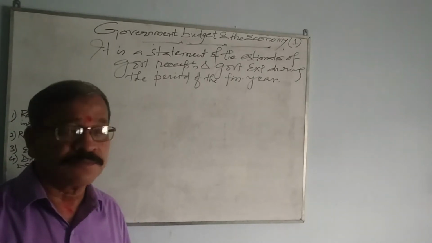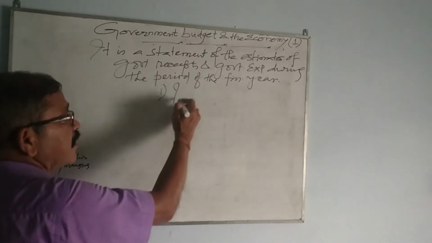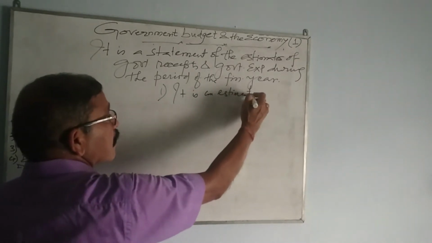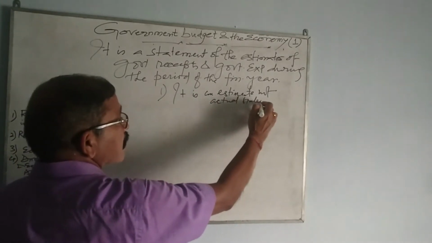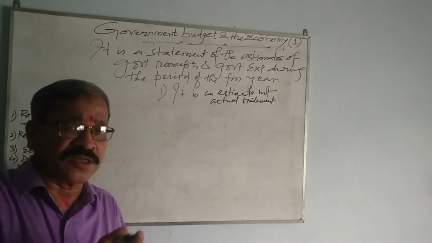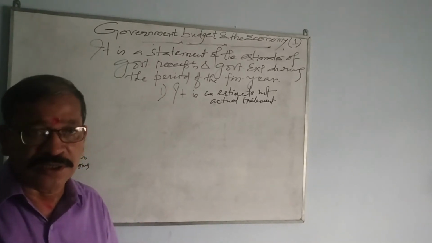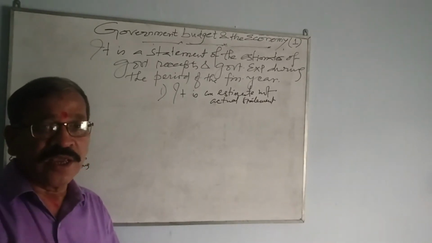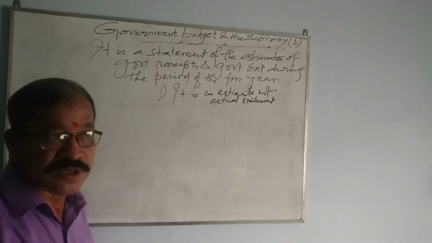Government budget has certain features. So what is the first? First one, it is an estimate, not an actual statement. Okay, it is an estimate. We estimate that these things are going to happen. This is the revenue which we are going to get during the financial year. This is the expected expenditure. So this way, a kind of estimate. The budget is an estimate, not an actual statement.